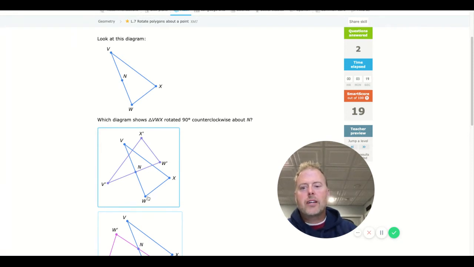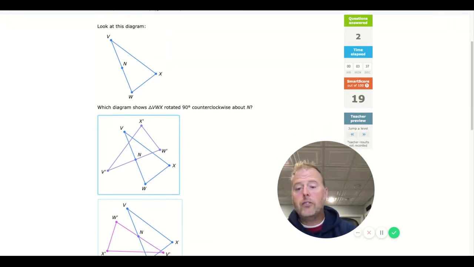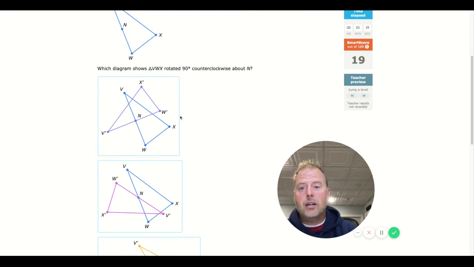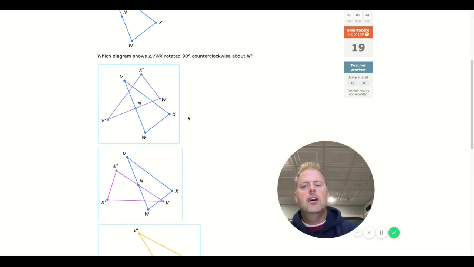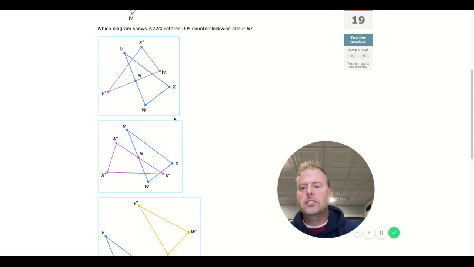Now, if I look at what's made here, so let's say we have WNX, okay? If I come down here, I have WNX. Now I spin it, I have W prime, N, and then X prime. It's kind of hard to see what that rotation would be, but if I'm spinning it, it's probably darn close to 90 degrees here, right away on the very first one. The W to W prime, X to X prime. Okay, so it's pretty close to what we're looking for. It probably is the right answer, but we'll just take these others out just in case.